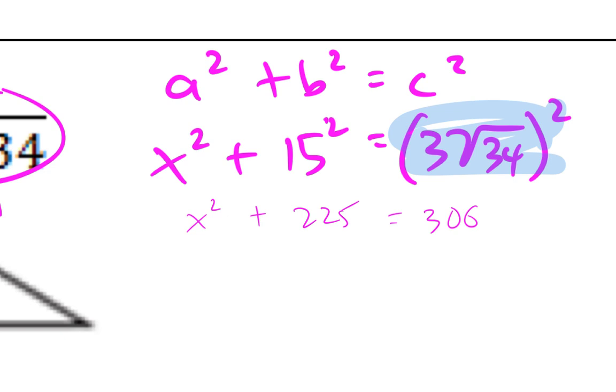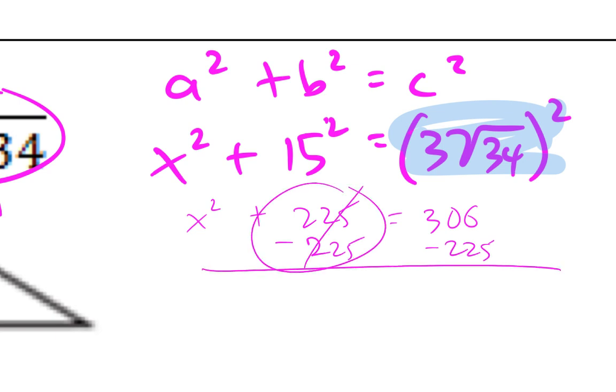We need to get x squared by itself so then we can take the square root. That'll be our last step. So we need to move that 225 by adding the opposite, which means we're going to subtract 225 over there. That cancels out. We're going to bring down that x squared equals, and if we put this into our calculator, 306 minus 225 gives us 81.